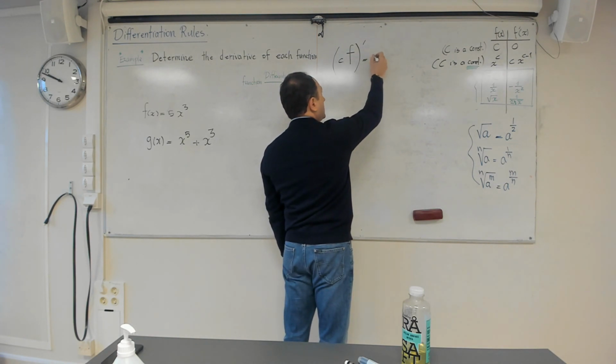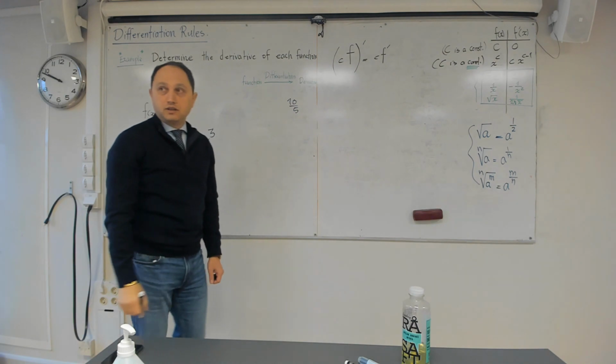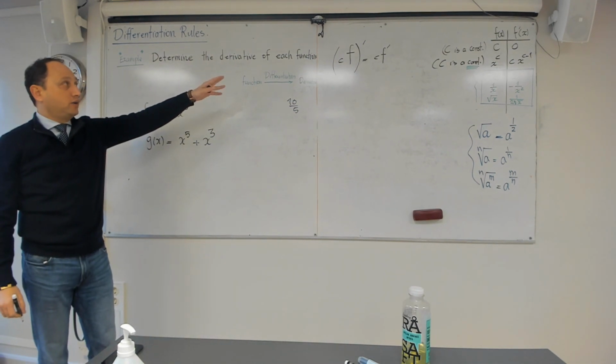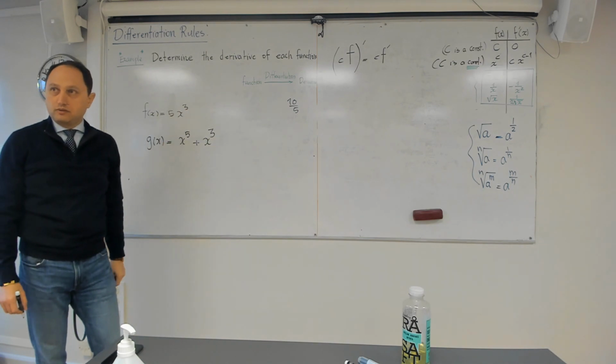You don't need to care about c. You take the derivative of your function and multiply it by c. This is one rule we will talk about. This is not trivial. The way that book is dealing with it, it seems that it is trivial. No, not at all. Okay?